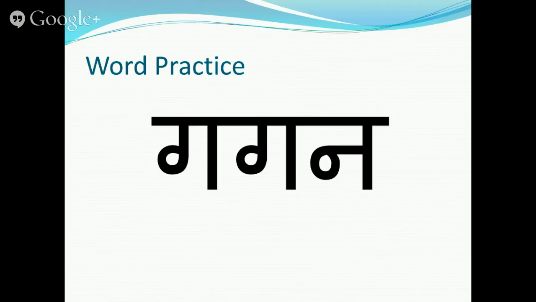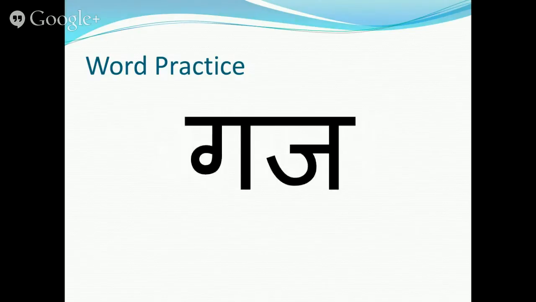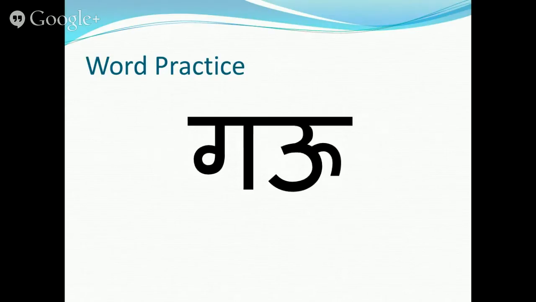This is ga followed by ga followed by na. Gagan, gagan. This is ga. We don't know that second syllable. Moving ahead.